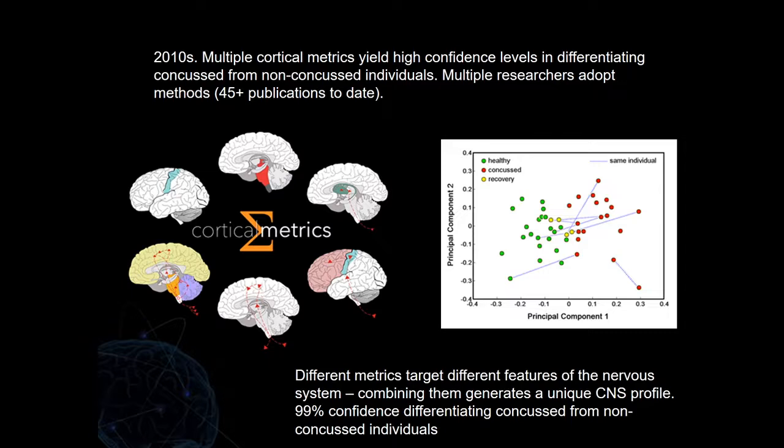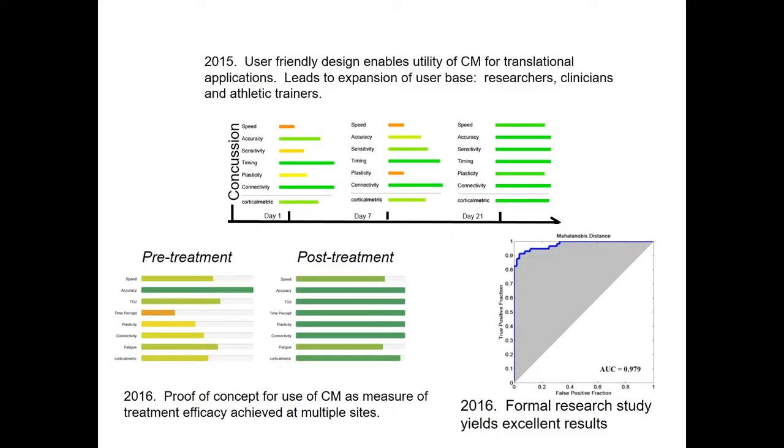And the next step was actually making this more useful, scientifically. Those 8 or 9 dimensional plots were not very useful for people. So we started coming up with a user-friendly design that enabled CorticalMetrics for translational applications. In other words, if you look at this plot, it's really a lot easier to look at than the last plot that I showed you.